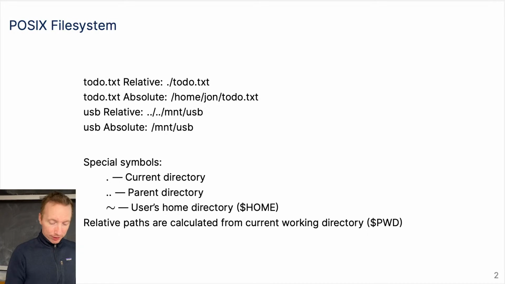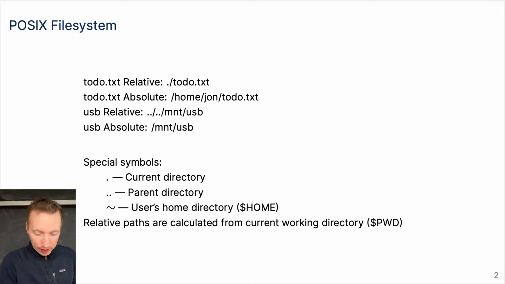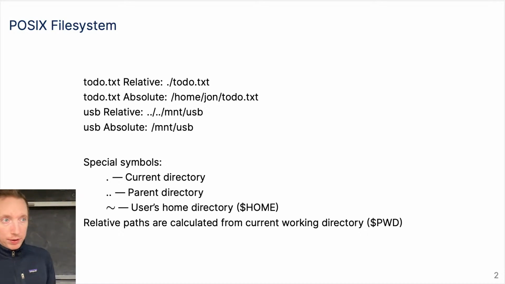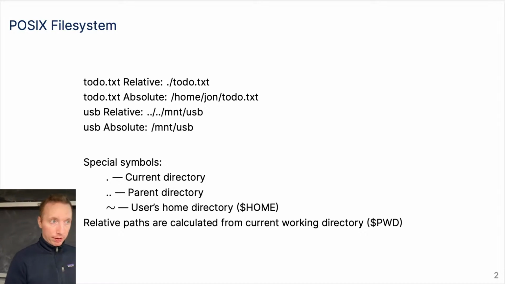So here are the answers to all that, and those are the special symbols that we have when we deal with file systems. A single dot is meant for the current directory, a double dot is meant for the parent directory, and the tilde, the little squiggly line, is meant for the user's home directory, whoever the current user is, which will usually be set through an environment variable called HOME. Whenever you execute commands, all of the relative paths are calculated from your current working directory, which might be represented by the environment variable PWD, which is just the working directory.